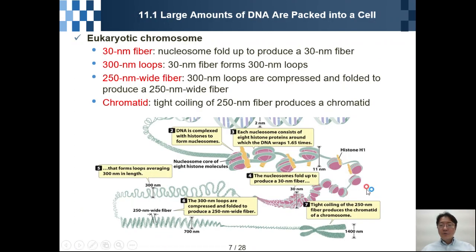After the nucleosome is made, we make the 30 nanometer fibers. Usually the nucleosomes fold up to produce a 30 nanometer fiber like this. They are folded like this. And these 30 nanometer fibers form 300 nanometer loops like this. This loop and other 300 nanometer loops are complexed, and they are folded and produce a 250 nanometer wide fiber like this.